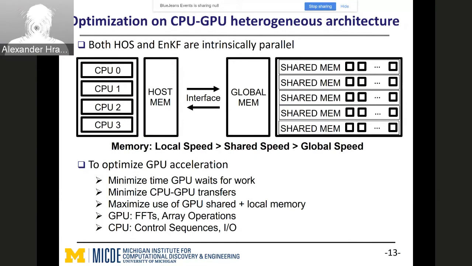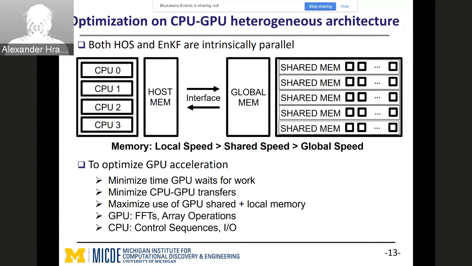We need to minimize the CPU to GPU data transfers as they are slow. And we need to maximize the use of GPU shared and local memory as those are faster than global memory. This amounts to keeping all of our large arrays on the GPU for as long as possible and doing all of our array operations and FFTs in parallel in that environment.